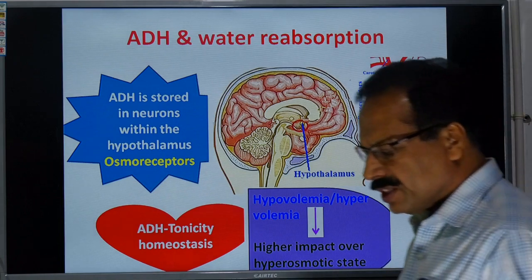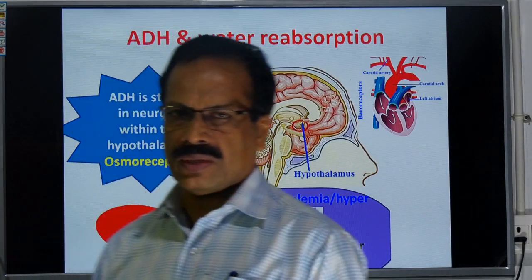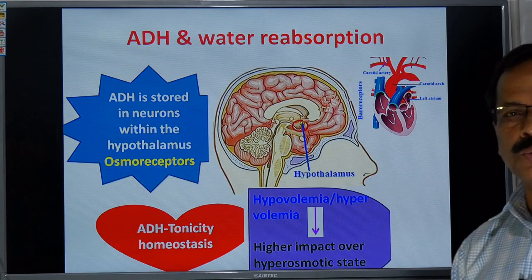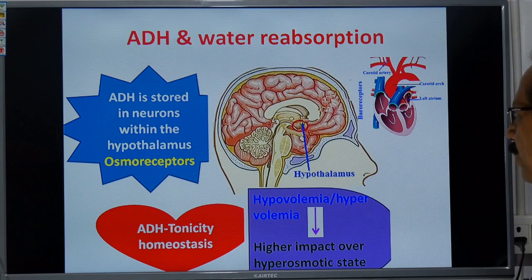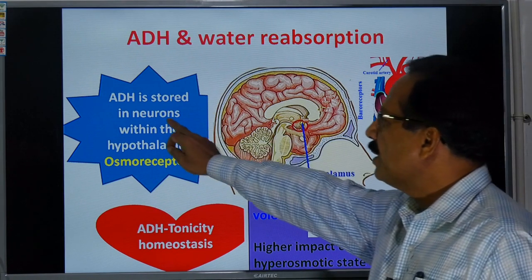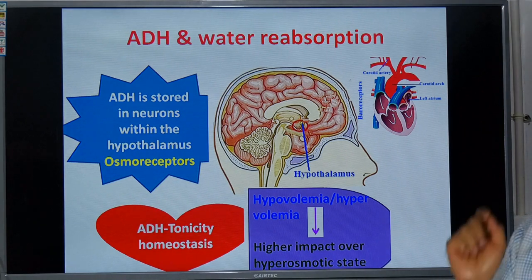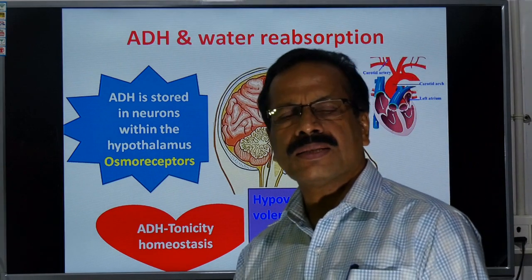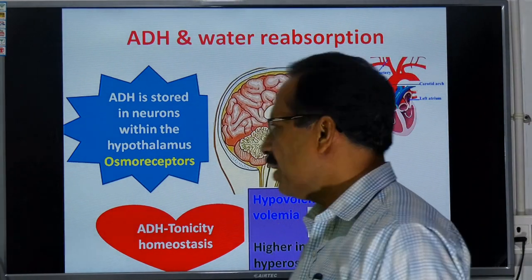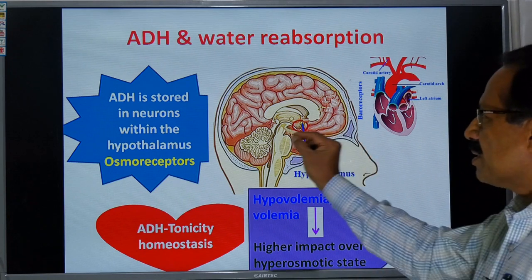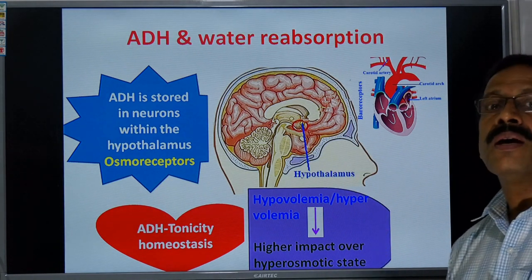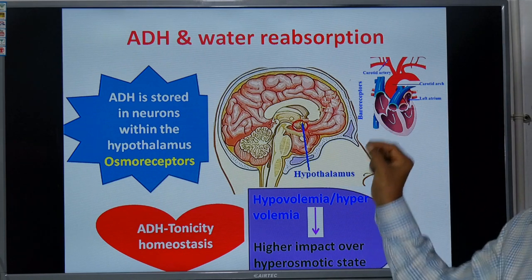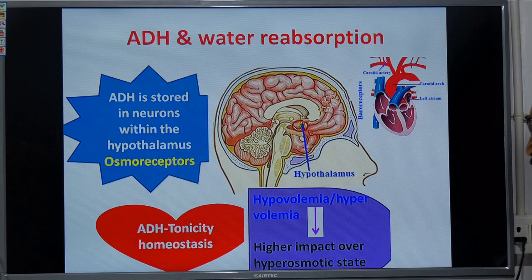And water reabsorption is another regulated process happening in the late distal convoluted tubule and the collecting duct. It is under the control of ADH, antidiuretic hormone. Antidiuretic hormone is stored in the neurons of the hypothalamus. These neurons are osmoreceptors. They sense the change in the osmolarity of the blood. As a result, ADH will be released and will go to the kidney and control the water reabsorption.